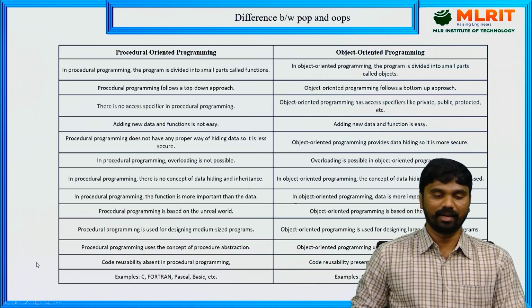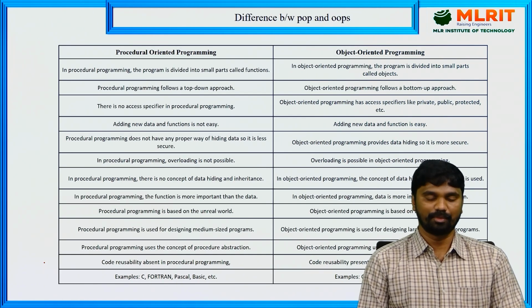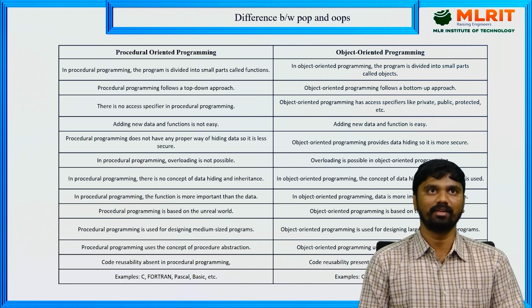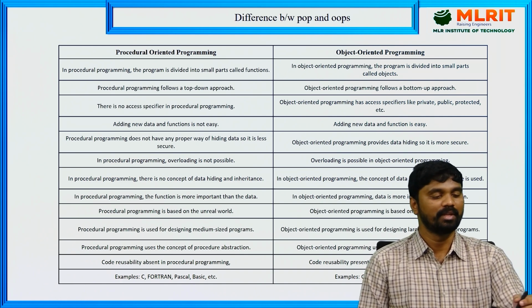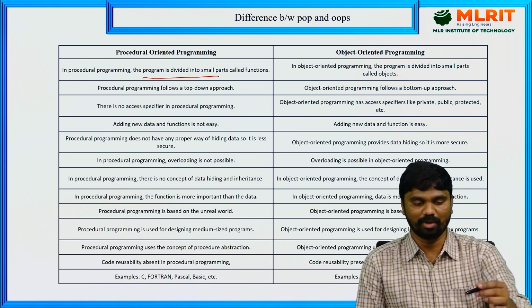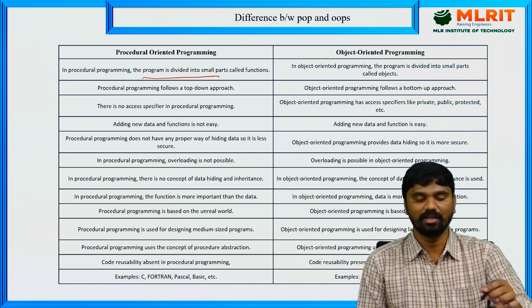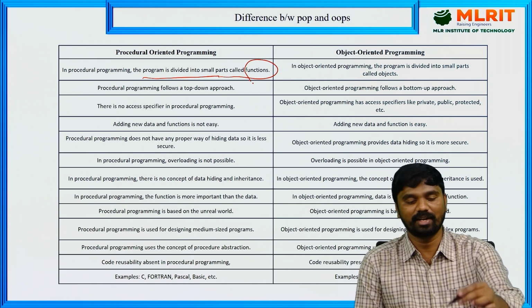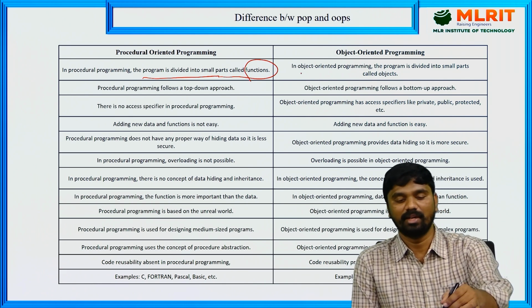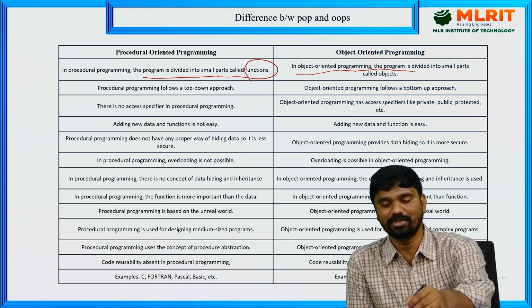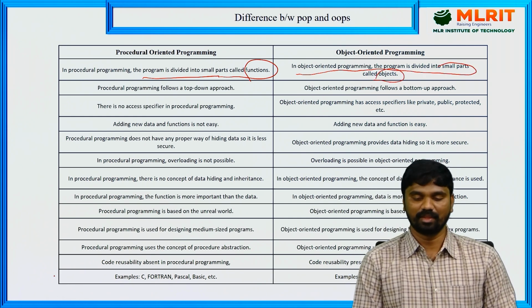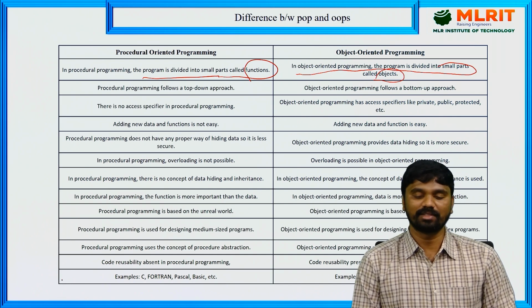Next, we'll see the differences between the procedure oriented programming language and the object oriented programming language. In a procedure oriented programming language, the program is divided into small parts, that means subtasks, and these subtasks are considered as functions. Next, in object oriented programming, the program is divided into small parts and these are considered as objects. That means the subtask is considered as a class.